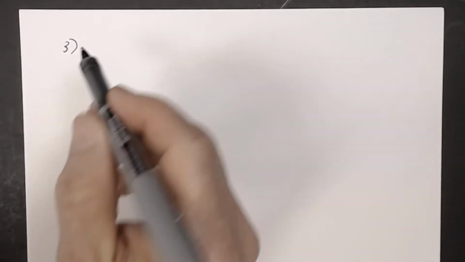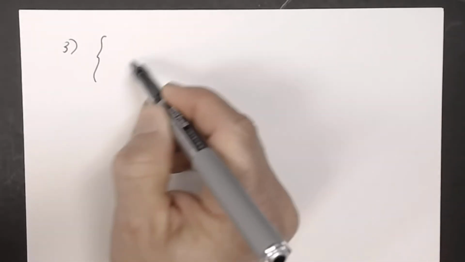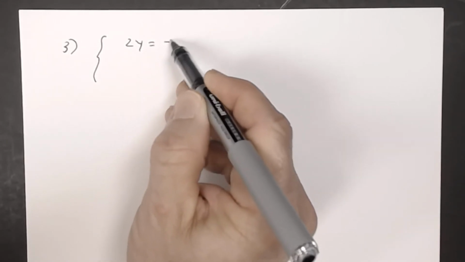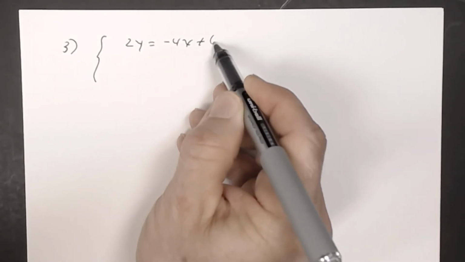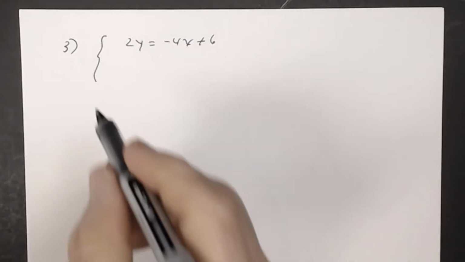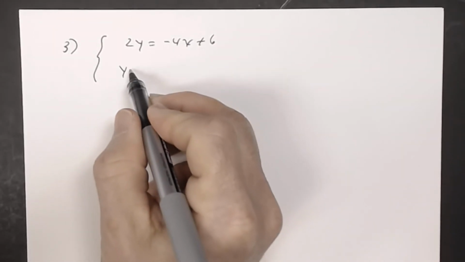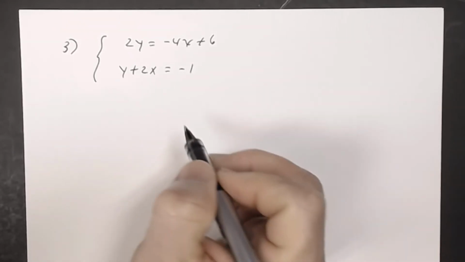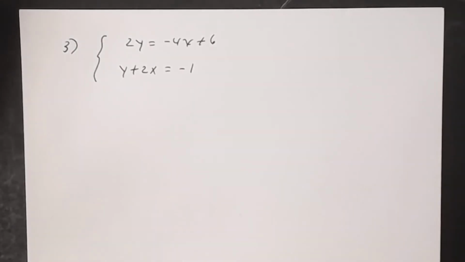Okay, suppose we had this system. I'll go ahead and use a brace this time. So let's suppose we had 2y equals negative 4x plus 6. And the other one is y plus 2x is equal to negative 1. All right? So I want to solve this system. Let's look at what we have.